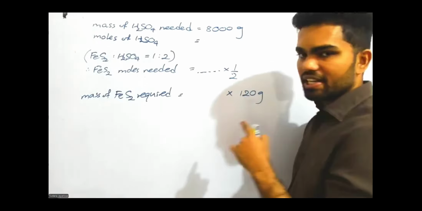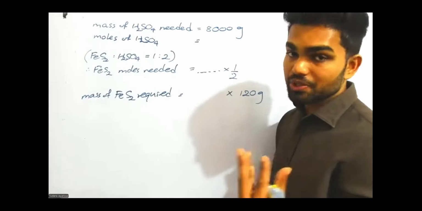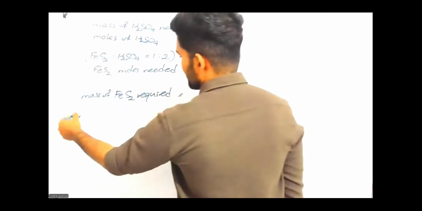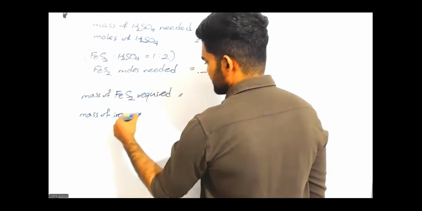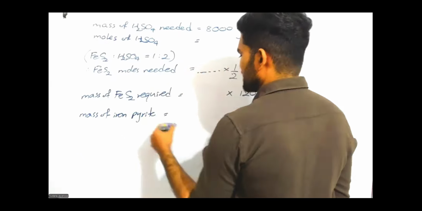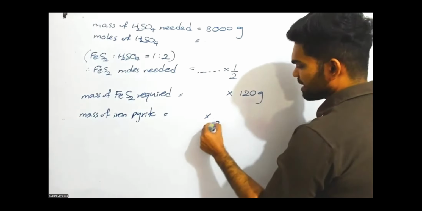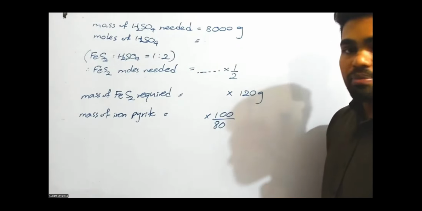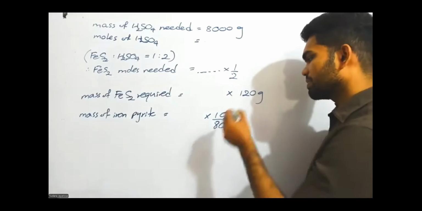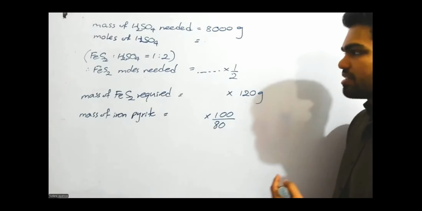But this is not the final answer. Remember they asked the iron pyrite, how much mass you need. So then you can show mass of iron pyrite. So mass of iron pyrite will be the answer that you are getting here. You have to divide by 80 and multiply by 100 because only 80% of iron pyrite is FeS2. You have to come up to that level. Understood the method? Then let's simplify.